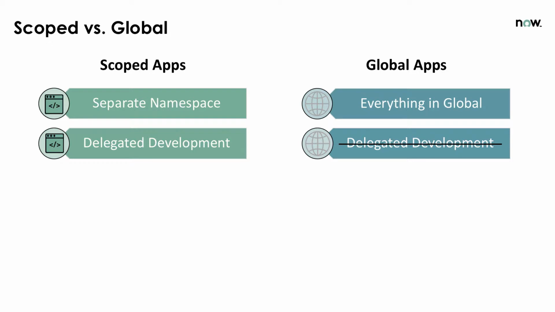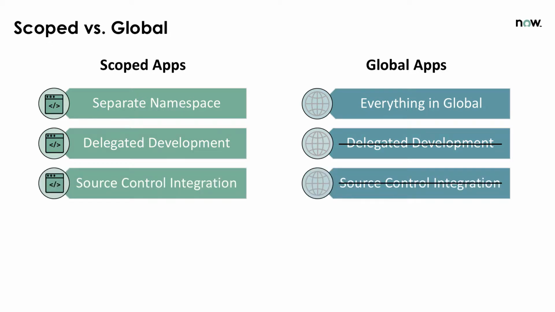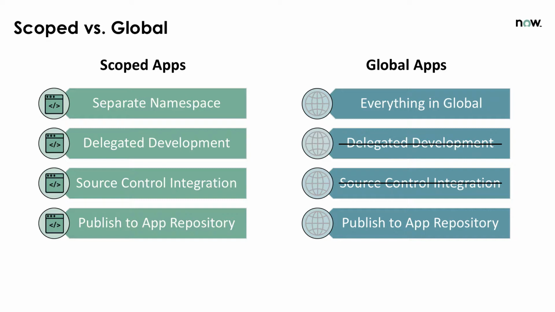Delegated development, we can do only in scoped apps. We can't do that in global. Source control integration, again, that's just scoped apps, not global. We can, however, publish to app repos.